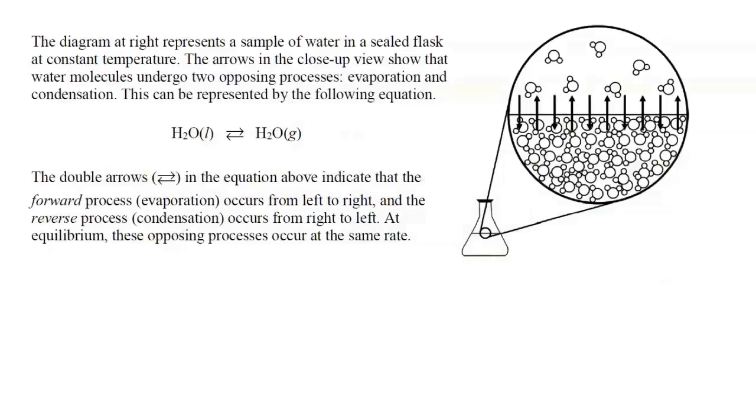The diagram at right represents a sample of water in a sealed flask at constant temperature. The arrows in the close-up view show that water molecules undergo two opposing processes, evaporation and condensation. This can be represented by the following equation, with liquid water on the left and gaseous water on the right, separated by double arrows. The double arrows in the equation indicate that the forward process, evaporation, occurs from left to right, and the reverse process, condensation, occurs from right to left. At equilibrium, these opposing processes occur at the same rate.